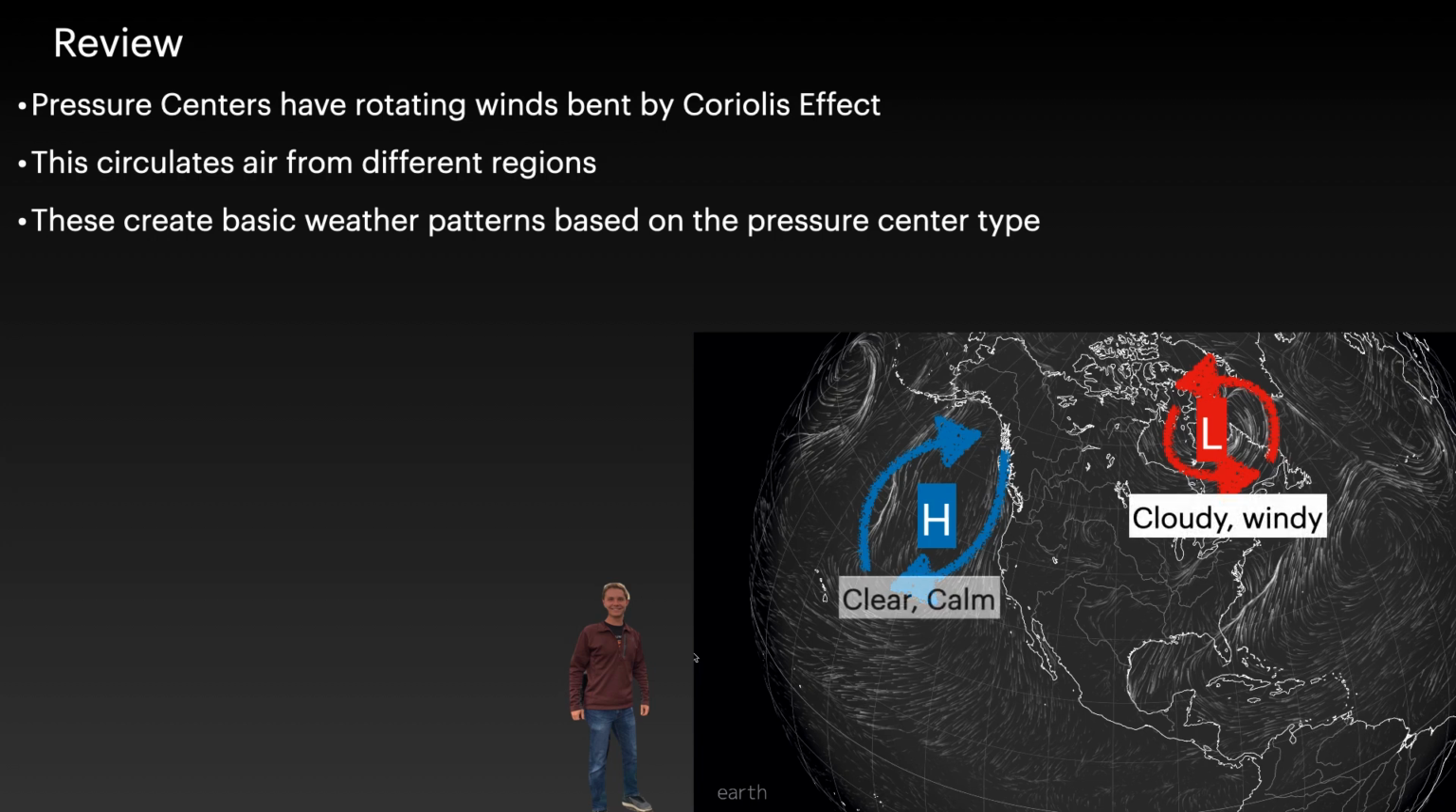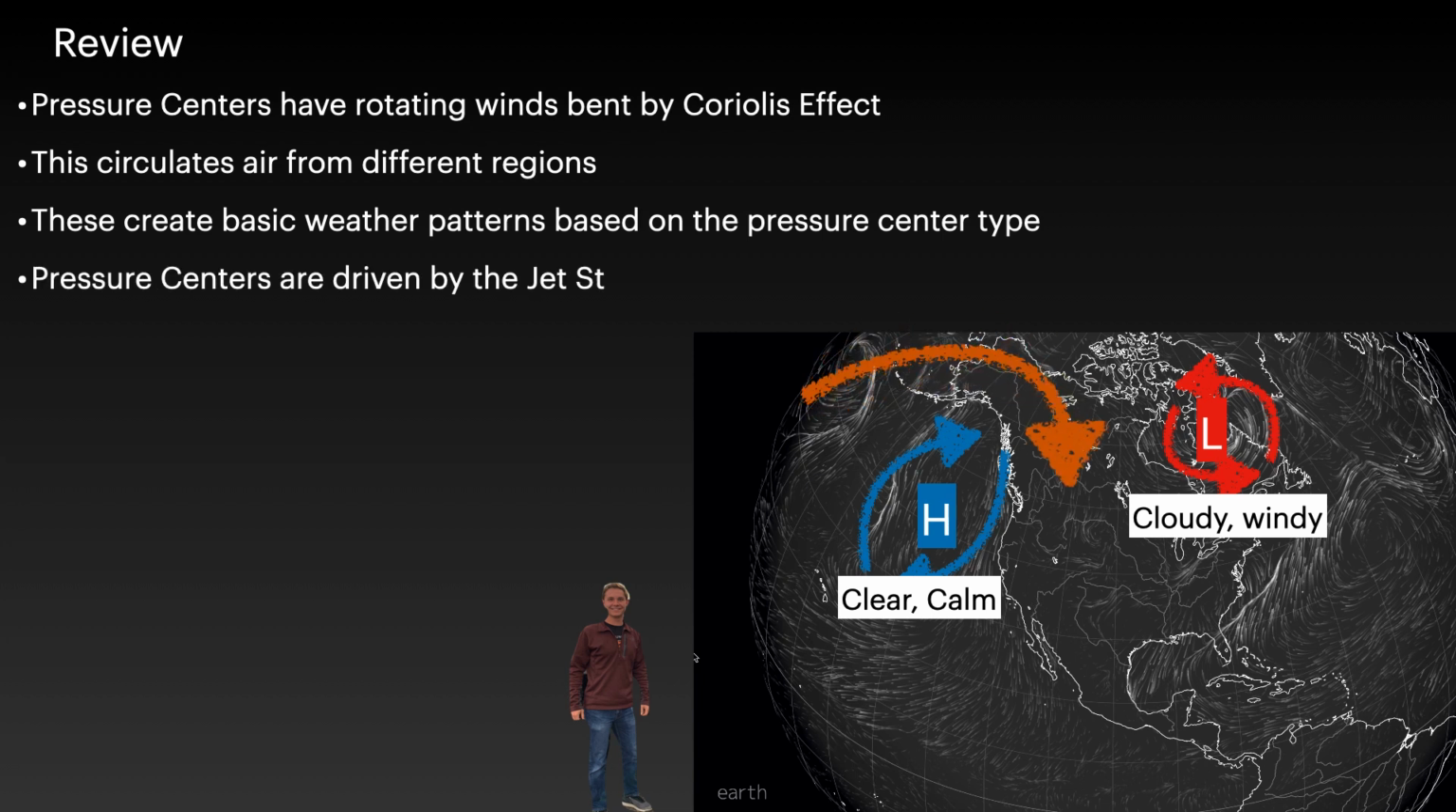For example, a low pressure center is usually associated with cloudy and windy weather, and a high pressure center is usually clear and calm. These pressure centers are then driven around the planet by the jet stream, which is a fast river of moving air. Pressure centers that are caught in the jet stream will move similar to a boat in a river and follow the current. If a pressure center is not in the jet stream, it is in what we call a holding pattern and will stay relatively stationary.